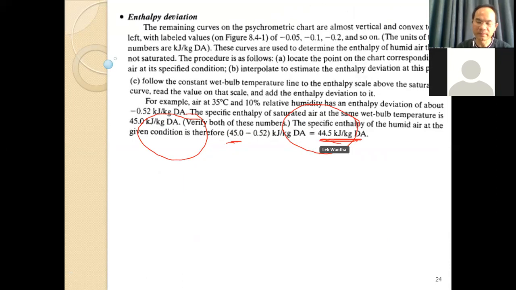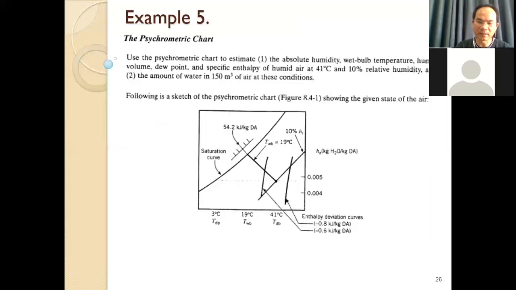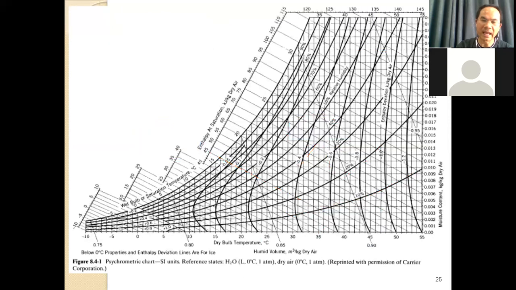So this is the psychrometric chart that talks about the water and air system. I will talk to you further next week on Thursday about the application of the psychrometric chart.